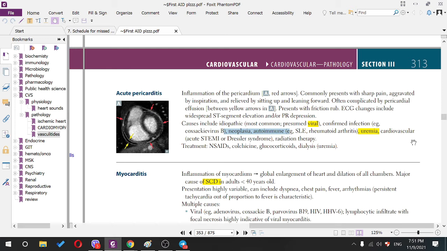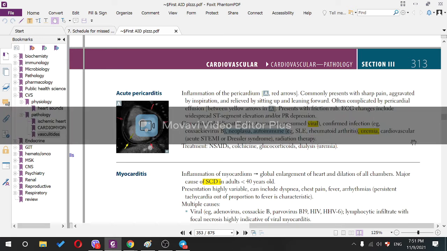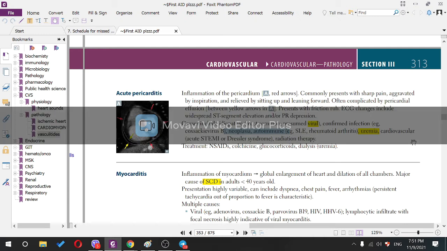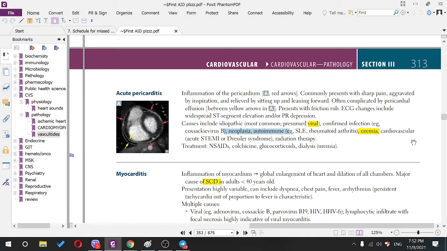Okay, urea is high. What's the big deal? Well, when urea is high, it will go into your pericardium and lead to its inflammation. Okay, cardiovascular causes like a STEMI. So cardiovascular causes can be, for example, in an acute STEMI. Do you remember, guys, in acute STEMI, we could have this post-infarction pericarditis, and it was 1 to 3 days after the infarction, and it was mediated by neutrophils, an acute inflammation type of thing.